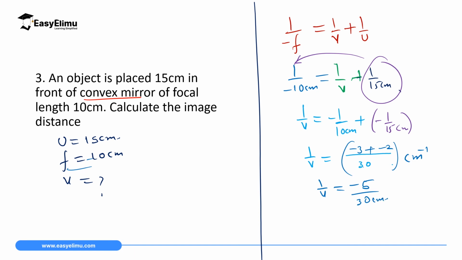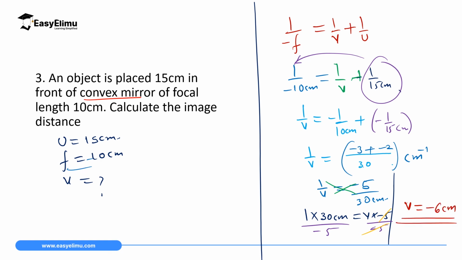And now for us to solve this, we cross multiply. It will be equals to 1 times 30 centimeter is equals to V times -5. So for us to get V, we divide by -5 both sides. So we'll divide here by -5, divided by -5. And now -5 will cancel out on the right hand side. Then we will remain with V is equals to 30 centimeter divided by -5. It means it will be -6 centimeter.